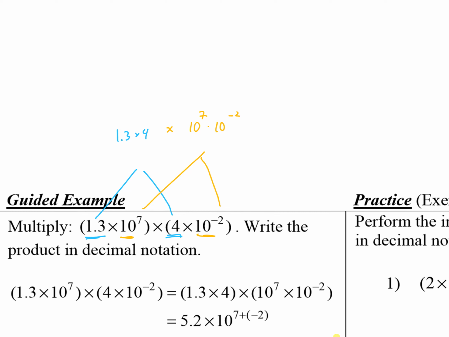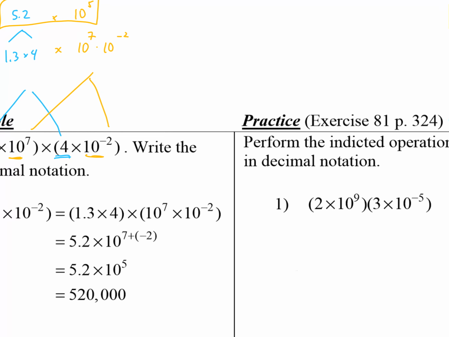What is 1.3 times 4? This is 5.2. How do you multiply 10 to the 7 times 10 to the negative 2? Well, we learned this as a property of exponents. We just add the powers. 7 plus negative 2 is just 5. So it's times 10 to the 5th power. And voila. You got your answer. So you can do that for scientific notation.